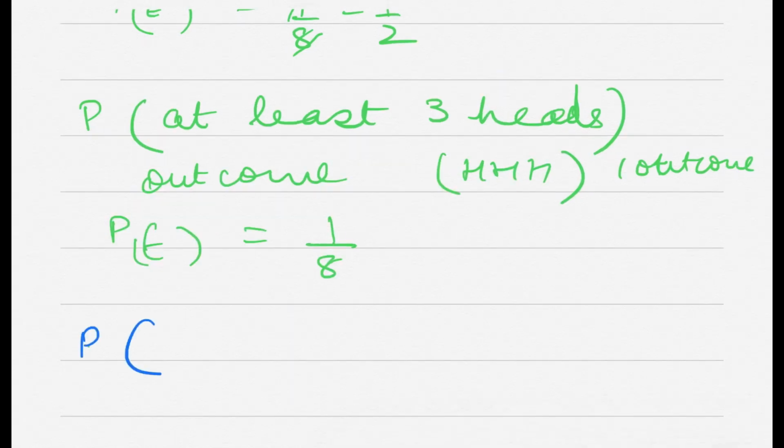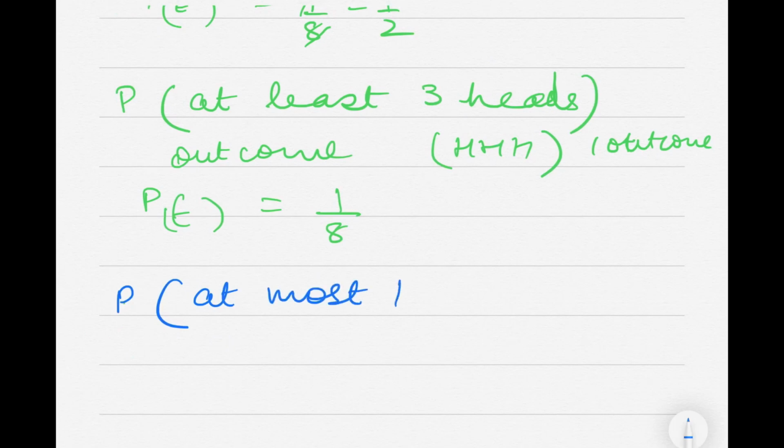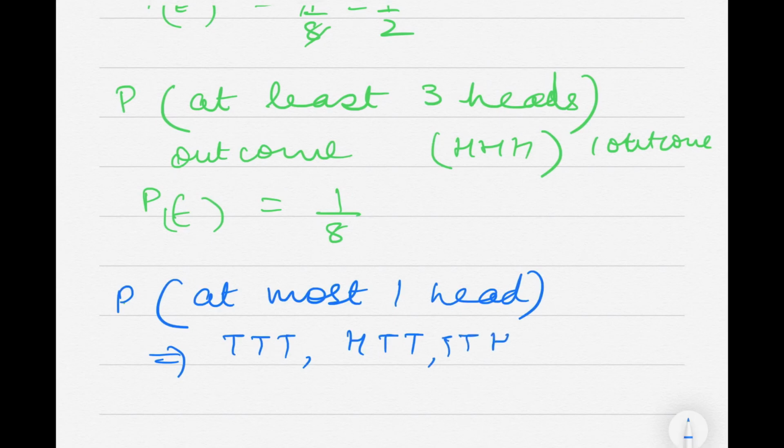So the probability of getting at most 1 head. See, this will be just opposite of at least 3 heads. So at most 1 head, a maximum of 1 head. What will be my outcomes here? Can it have less than 1 head? Yes, it can have 0 heads also. So 0 heads means it will give an option as TTT, at most 1 head, right? And 1 head has HTT and TTH.